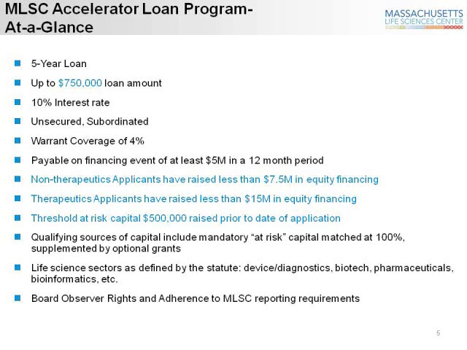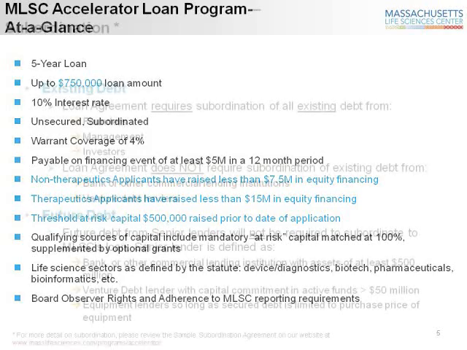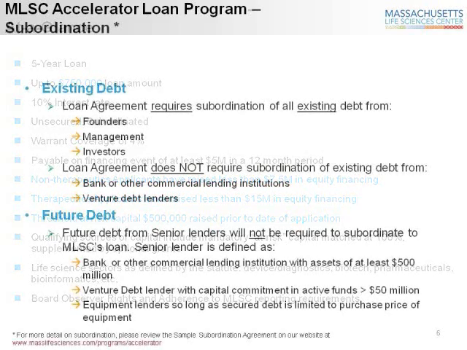One set of obligations you would have as an awardee would be to adhere to our MLSC reporting requirements, which include monthly financials and an annual report on headcount. And you must agree to allow us to take a seat as a board observer.